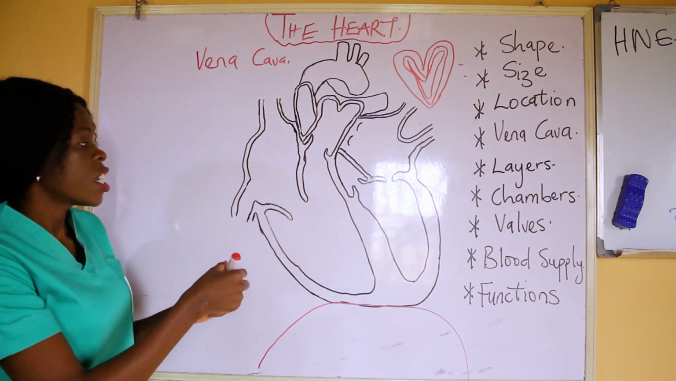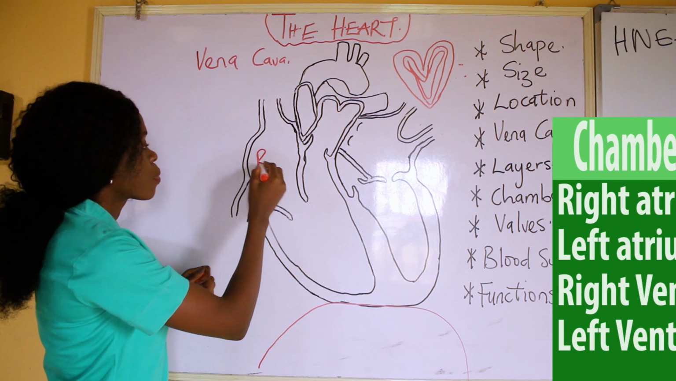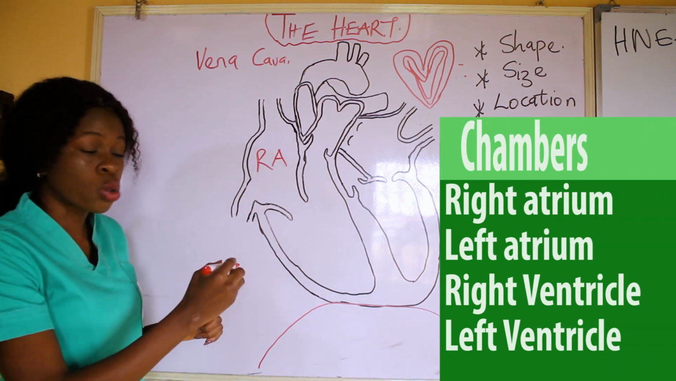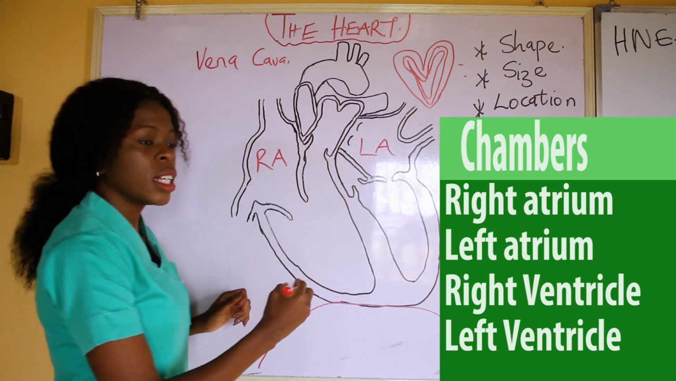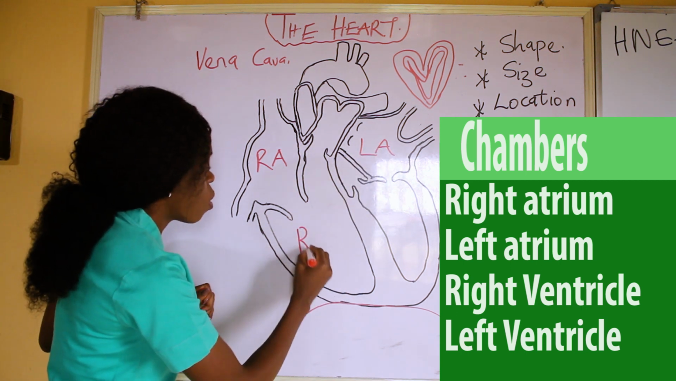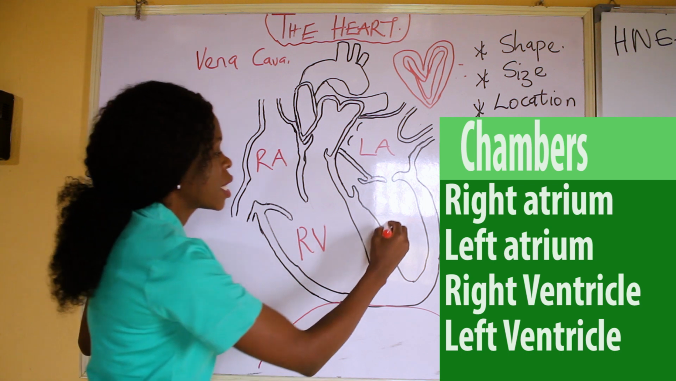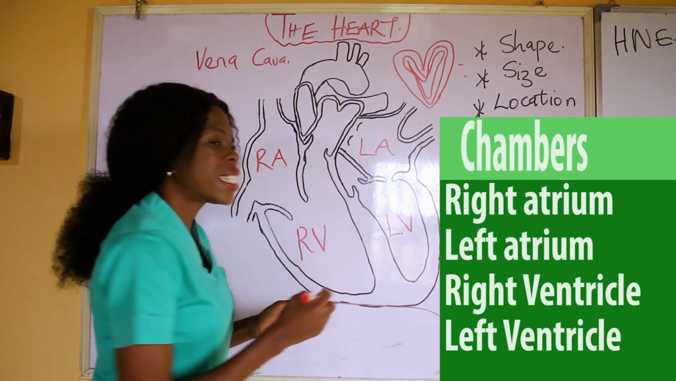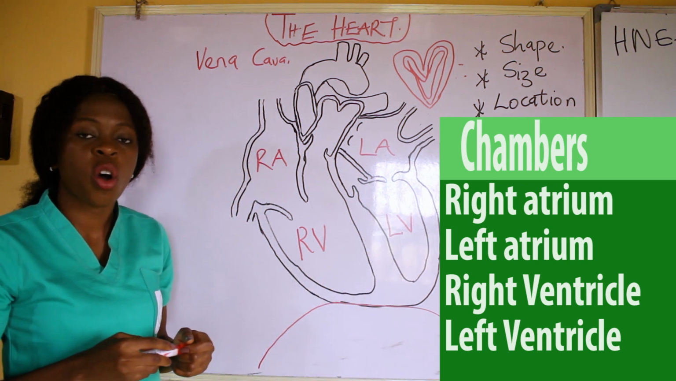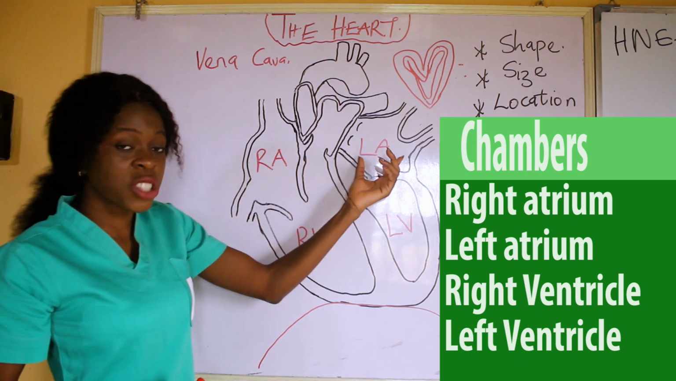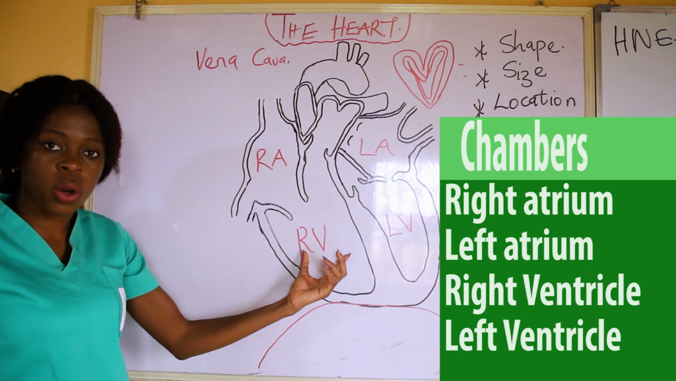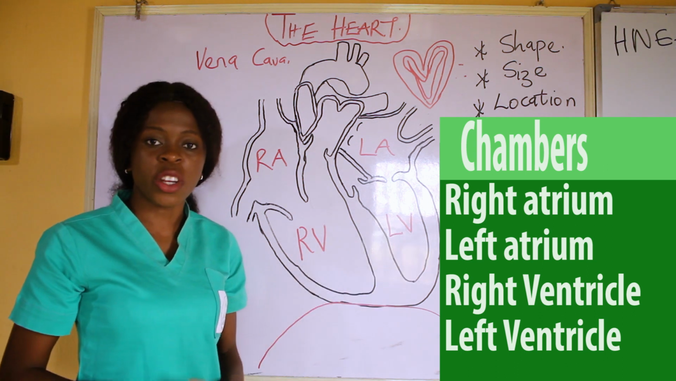This chamber here is known as the right atrium. This is the left atrium. Then we have the right ventricle, and this is the left ventricle. These are the four chambers of the heart: the right atrium, the left atrium, the right ventricle, and the left ventricle.